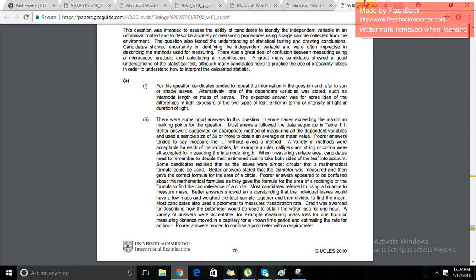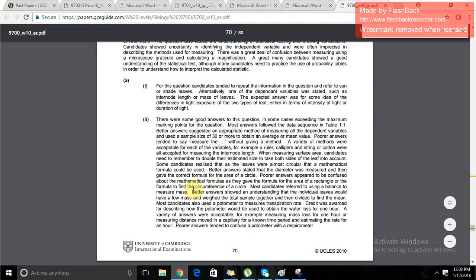When measuring surface area, candidates need to remember to double their estimated size to take both sides of the leaf into account. Some realized that as they were almost circular, a mathematical formula could be applicable. Poorer answers appear to be confused about the mathematical formula, as they gave the formula for the area of a rectangle or the formula to find the circumference of a circle. Most candidates referred to the use of a balance, and better answers showed an understanding that the individual leaves would have a low mass and weighed the total sample together and then divided to find the mean.